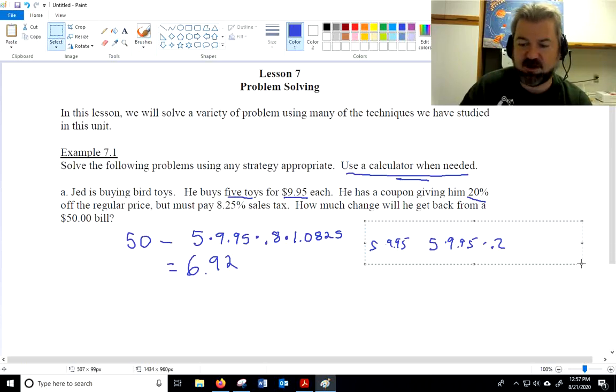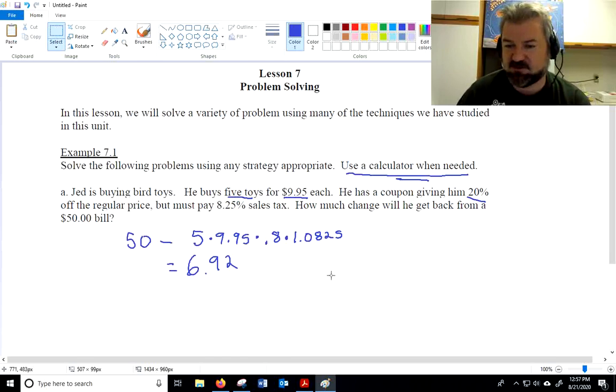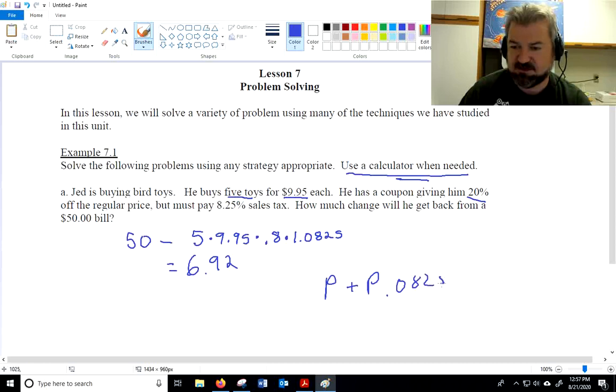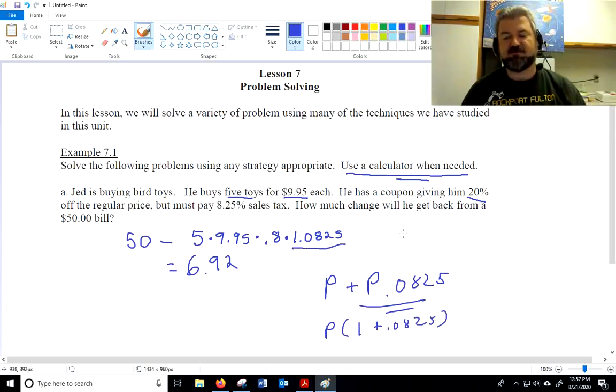You may have been taught that if you have a price P and you want a sales tax, you take P plus P times the sales tax, which in this case is 0.0825. Okay, that is so slow. The only reason why you would do that is if you're interested in exactly what the tax is. Instead, let's factor out a P, and when I factor it out, I get 1 plus 0.0825. And that's why I multiplied by that.